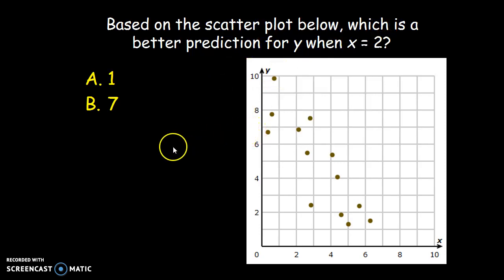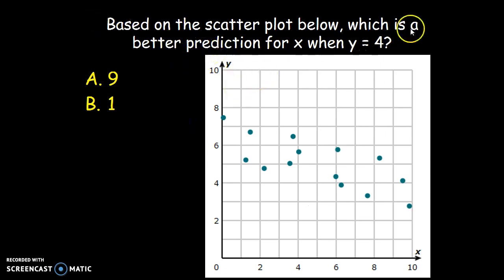You could also do a few predictions. So based on this scatter plot, what is a better prediction for y when x is 2? So here's x is 2. You'd expect it to be about 7. That's a prediction, so it's just a guess. You could be doing this with shoe sizes or anything. Based on the scatter plot, which is a better prediction for x when y is 4? So we go to y. It's 4. X looks like it'll be about 8, so 9 will be a better prediction. 1 is not a good prediction. It's down there.